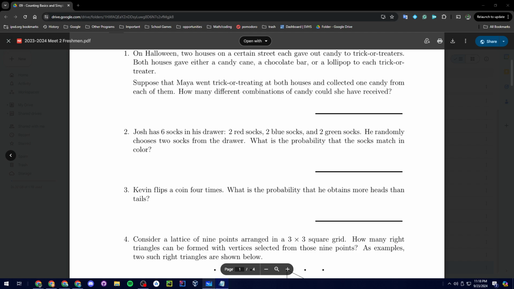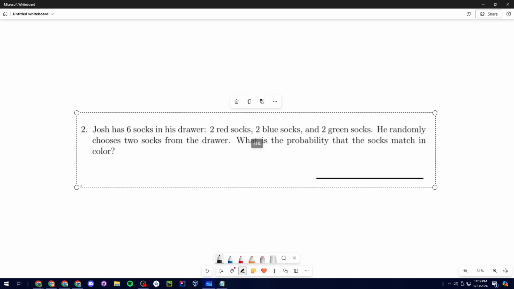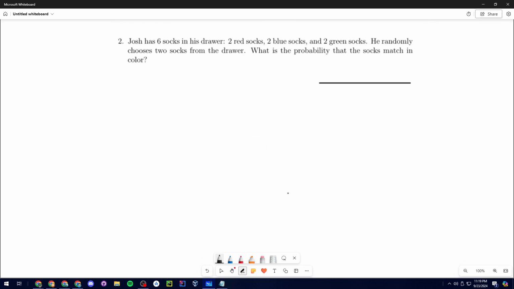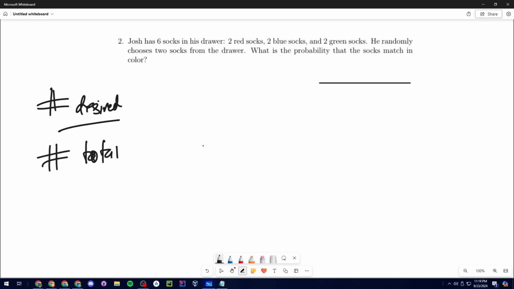The second one was a bit less of a trick question than the first. So you've got the 6 socks, and the useful idea here is the number of desired outcomes over the number of total outcomes. The total is the easiest one to calculate first. You just have 6 socks and you're choosing 2. Those are your entire set of solutions.